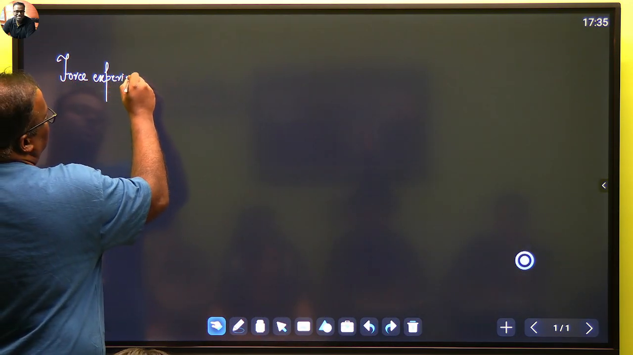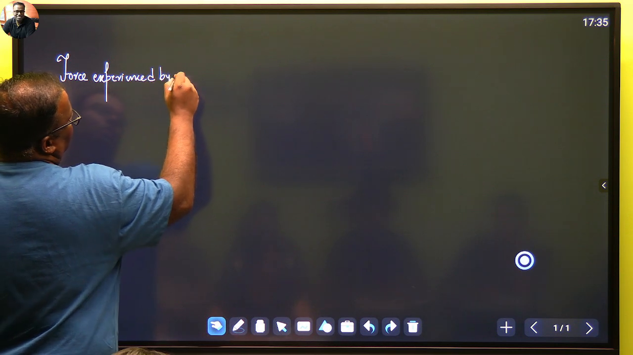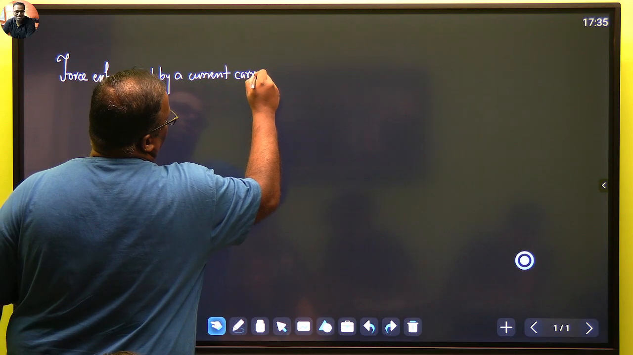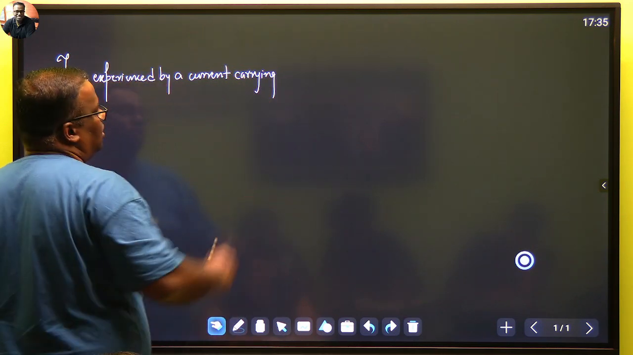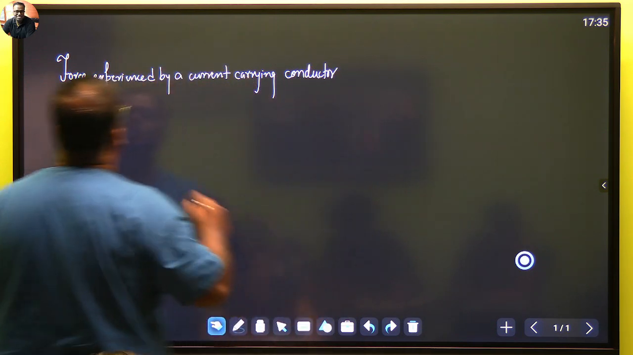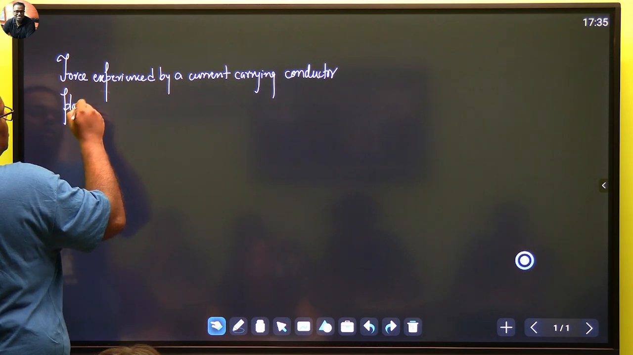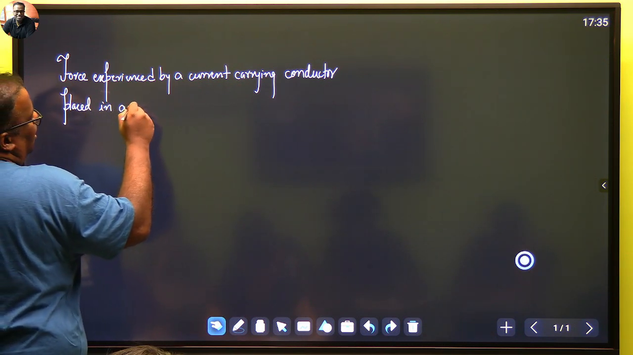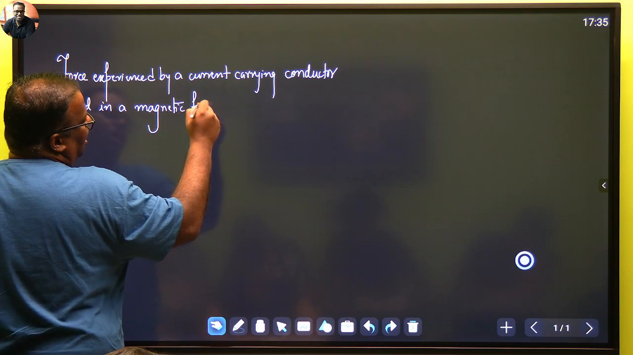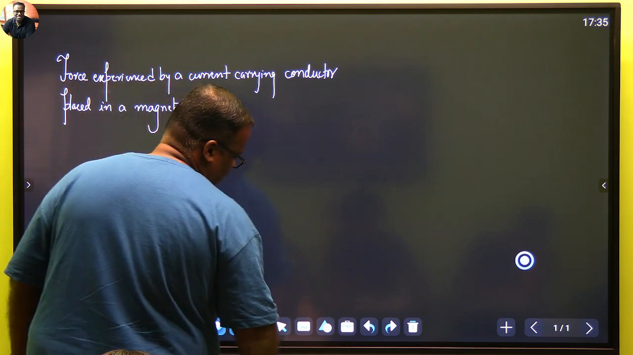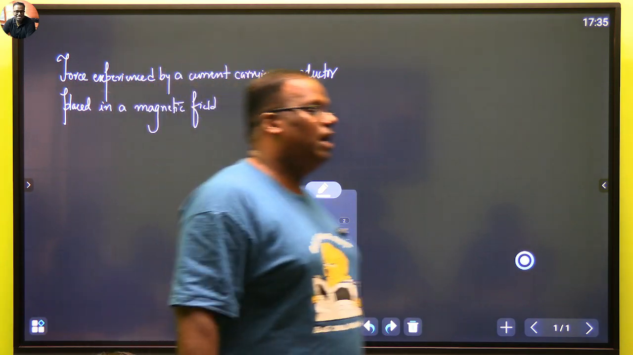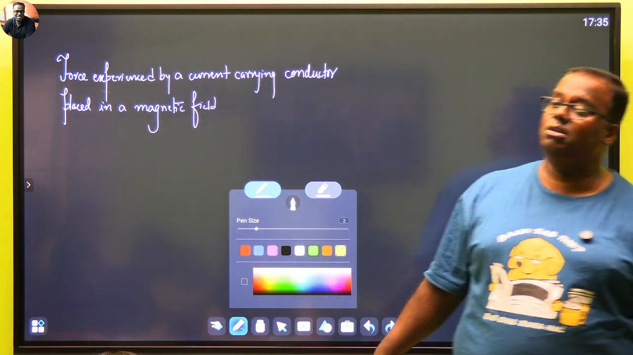Force experienced by a current carrying conductor, instead of wire, I'm now using the word conductor, placed in a magnetic field. It's a hi-fi thing, it is nothing like that. Let us first see it in easy language. See, in simple language you will understand very nicely. Force experienced by a current carrying conductor placed in a magnetic field.